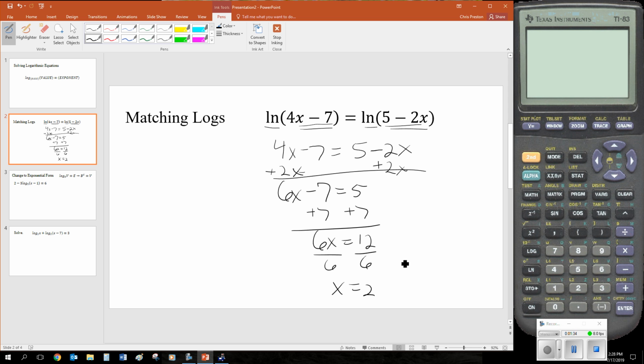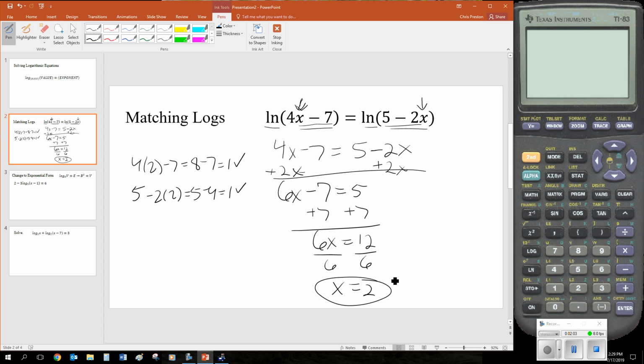The thing we need to be worried about here is you don't want a negative inside of your logarithm. So when I take this x value, I want to make sure that when I plug it into these expressions in the original problem, I'm not getting a negative inside this logarithm. So 4 times 2 minus 7, 8 minus 7 is 1. That's okay. 5 minus 2 times 2, that's 5 minus 4, that's 1. That's okay as well. So 2 does work for this. If you get a negative inside, we're not going to count that as an answer for these problems. So be aware of that.